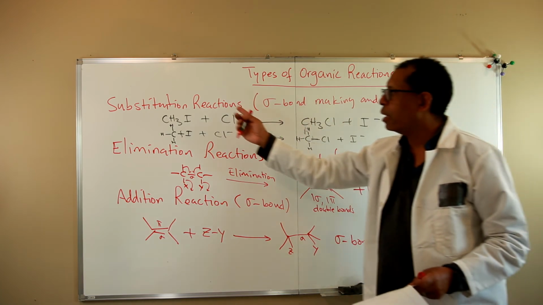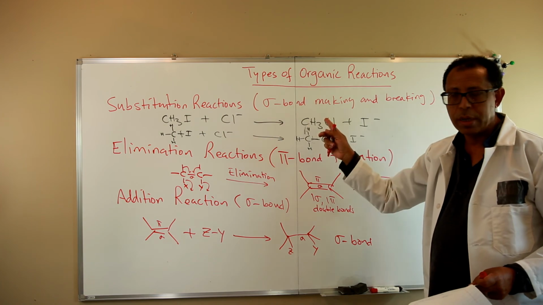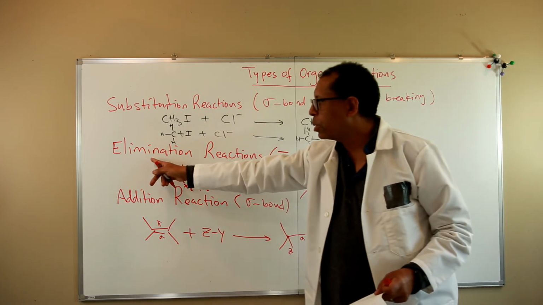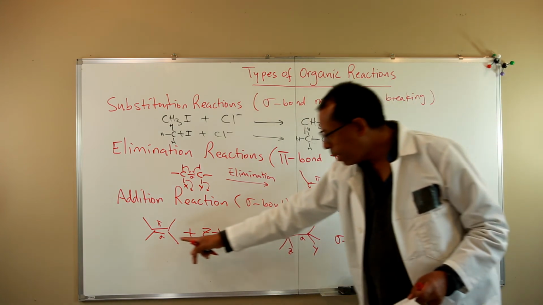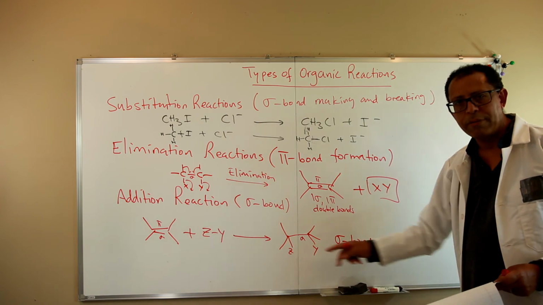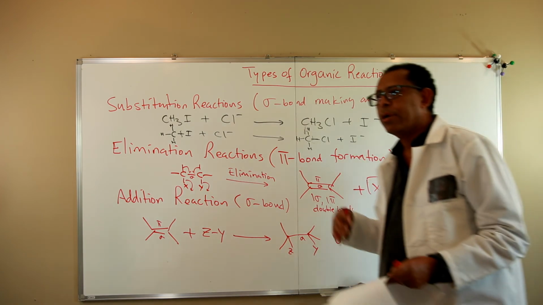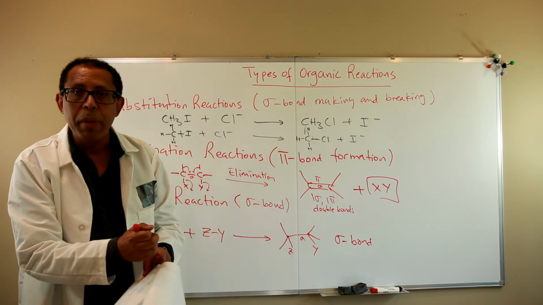So the only thing a sigma bond can undergo is a substitution reaction. An elimination reaction results in a double bond. And a pi bond reacts by adding groups into itself. So these are mainly the reactions that you would see in organic molecules. They are not too many.